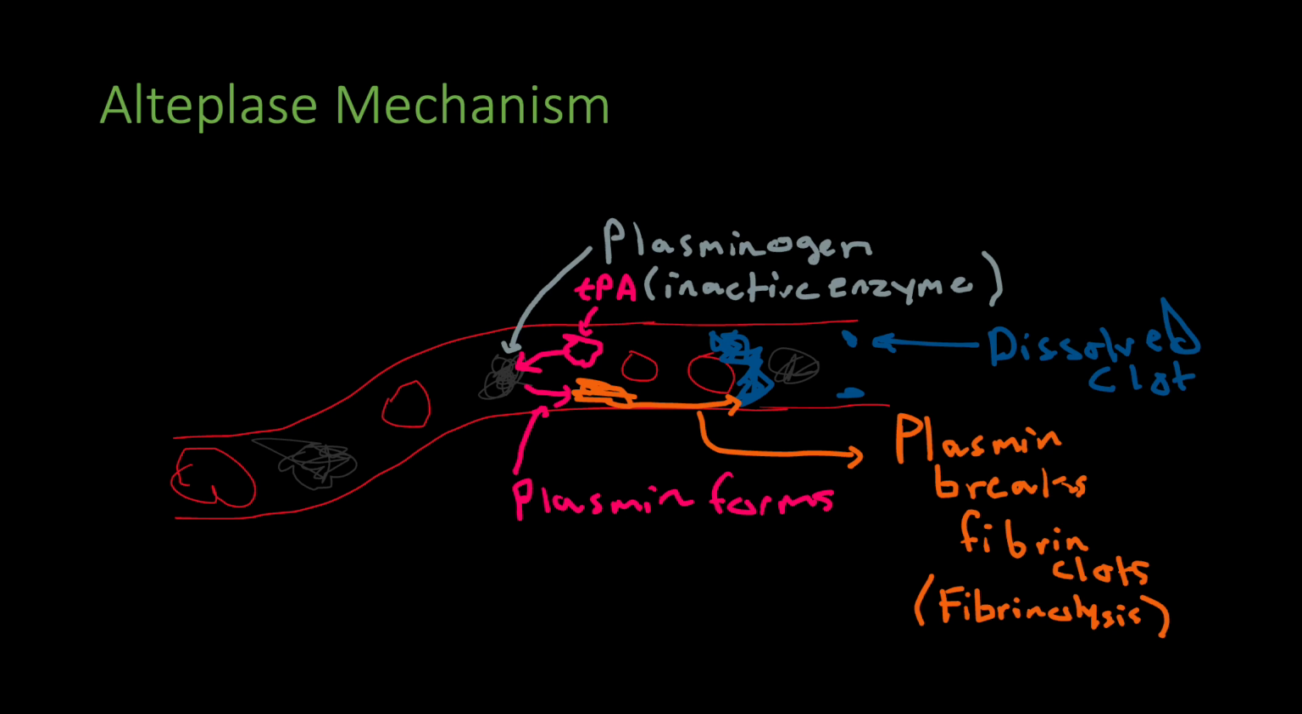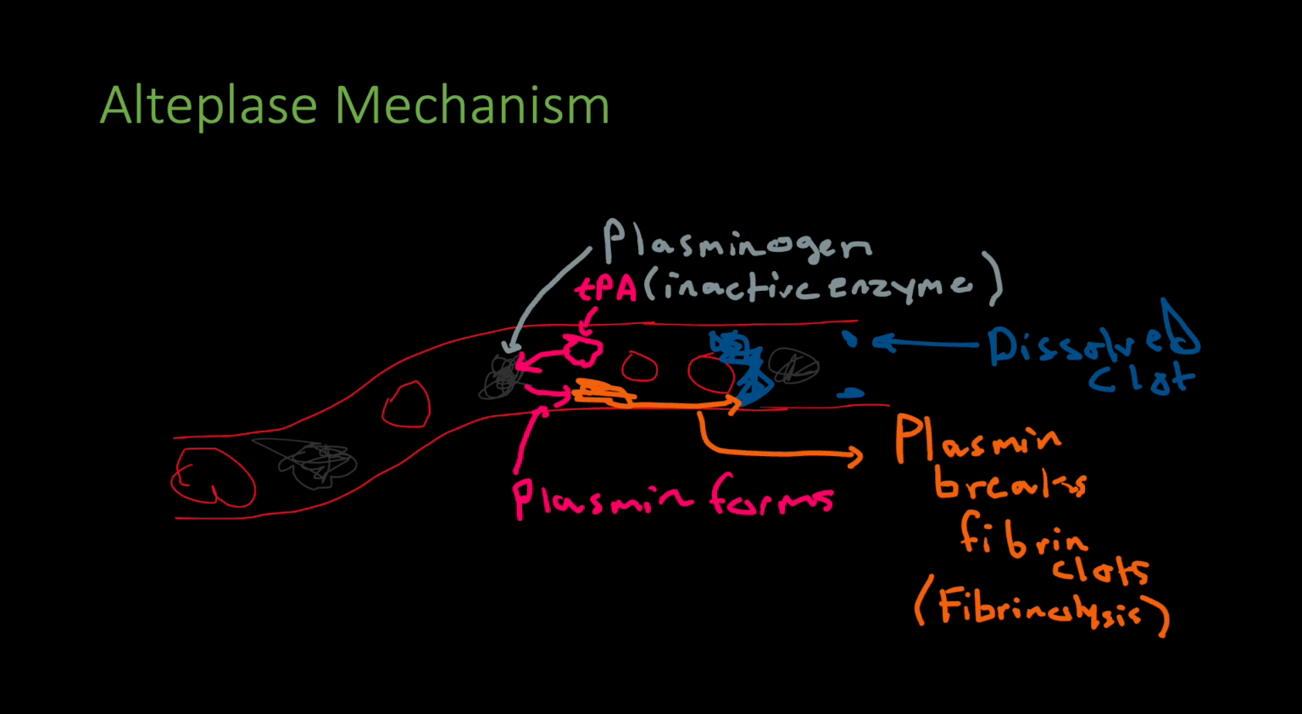alteplase technically is a kind of drug that converts one enzyme to another. So it's an inactive enzyme. Our bodies usually produce something called plasminogen, which is an inactive enzyme that's actually found within our blood. And what happens is TPA is used to convert that into another inactive enzyme known as plasmin.